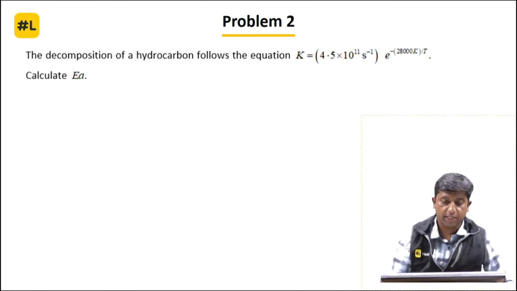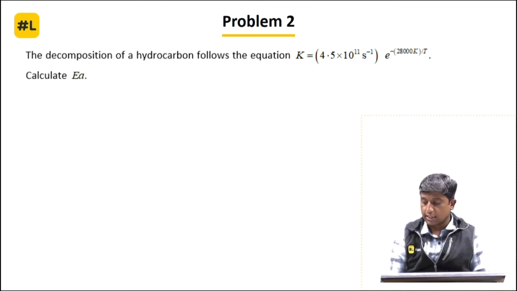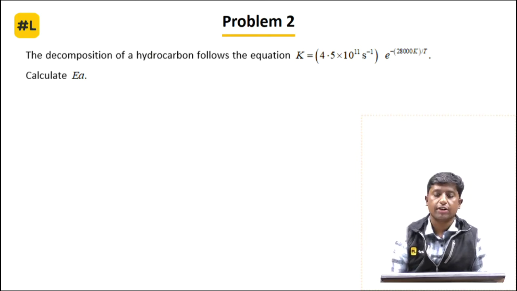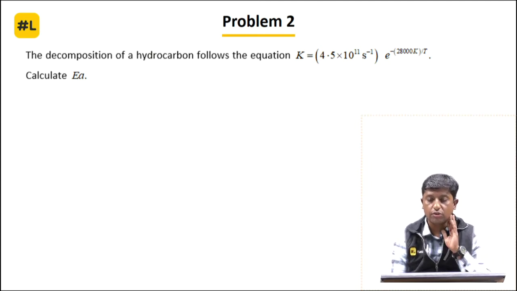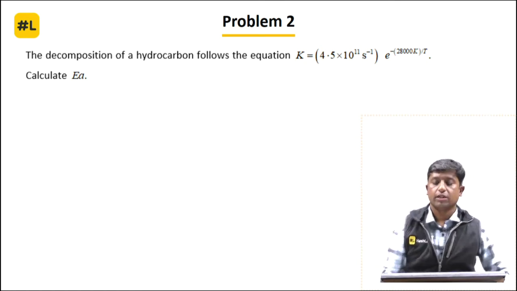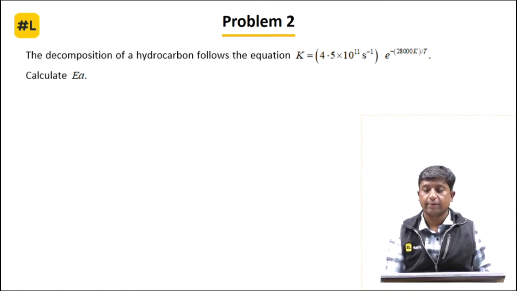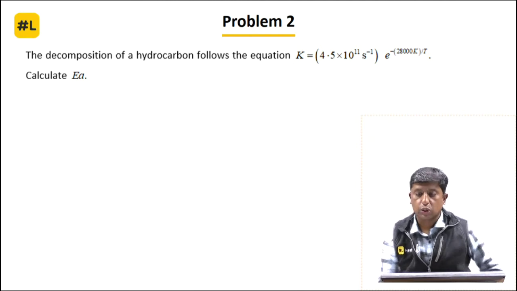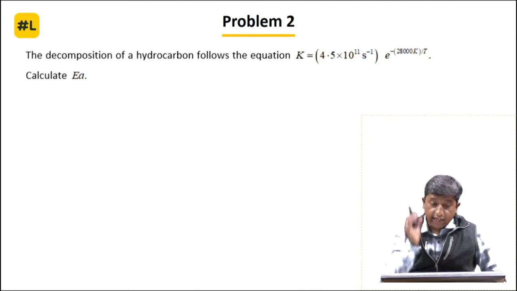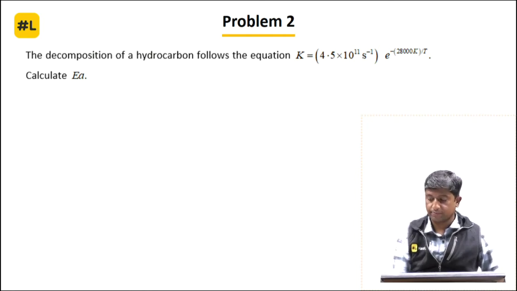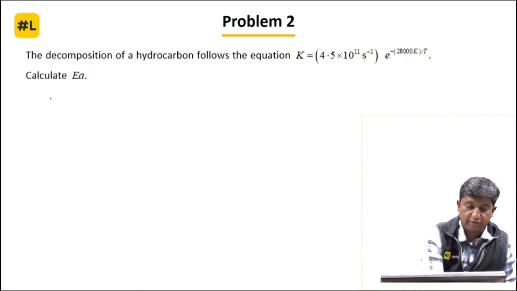Okay, students, coming to problem number 2. The second problem is: the decomposition of a hydrocarbon follows the equation K is equal to 4.5 into 10 power 11 per second, e to the power of minus 28000 K divided by T. Calculate the energy of activation. Students, let us write the Arrhenius equation.